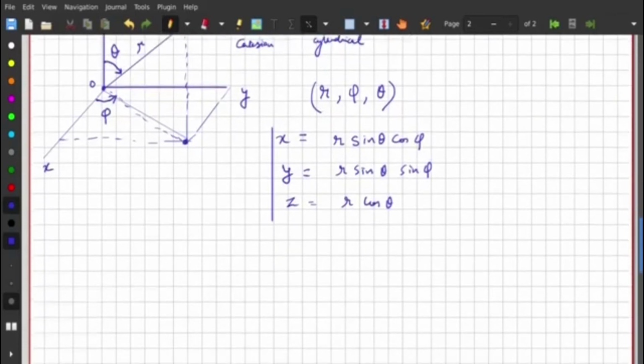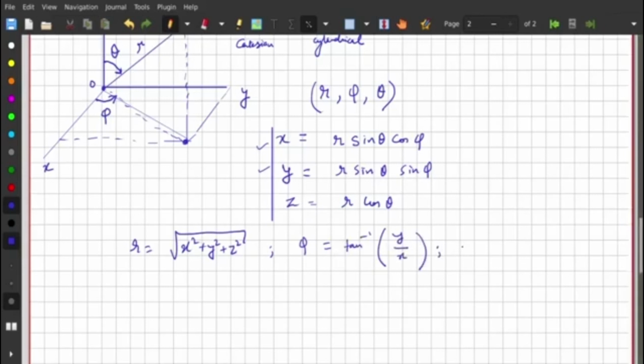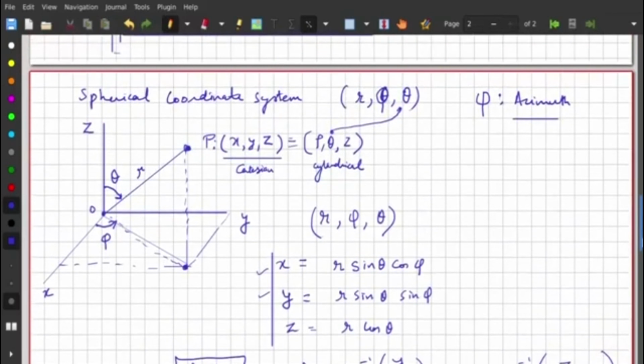Clear on that? So similarly, let's write the inverse transformations. r is the distance from the origin, square root of x square plus y square plus z square, and phi can be found by dividing this equation by this equation, which is tan inverse y over x, and theta is cos inverse z over r, where r is square root of x square plus y square plus z square. Those are the inverse transformations in the spherical coordinate system.